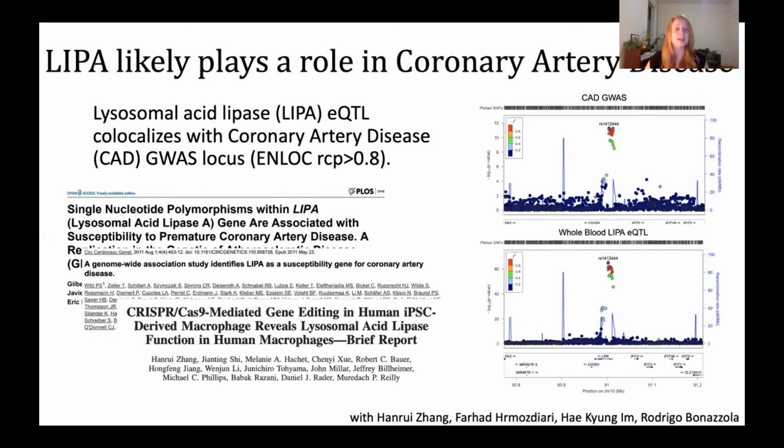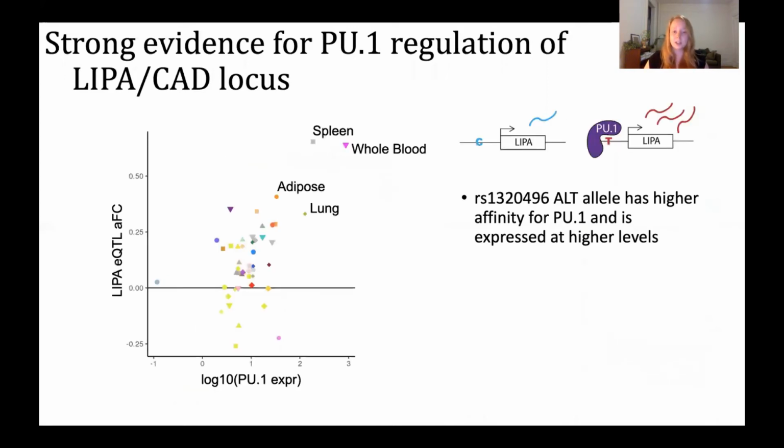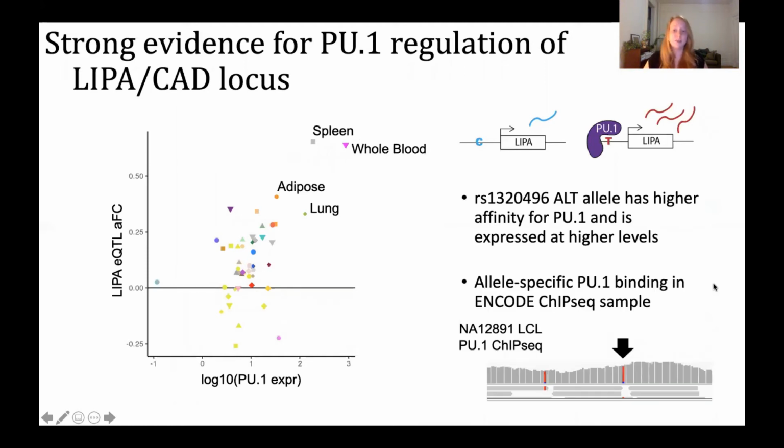So the LIPA gene likely plays a role in coronary artery disease. The two loci co-localize, and there have been many studies on the LIPA gene and its role in coronary artery disease. We found a specific SNP that has higher affinity for the PU.1 transcription factor and is also expressed at higher levels. Across tissues, we found that when there was higher PU.1 expression, we saw a larger eQTL effect for this SNP. And in ChIP-seq binding data, we saw that there was allele-specific PU.1 binding of this SNP, where there was more binding of the T allele than the C allele.